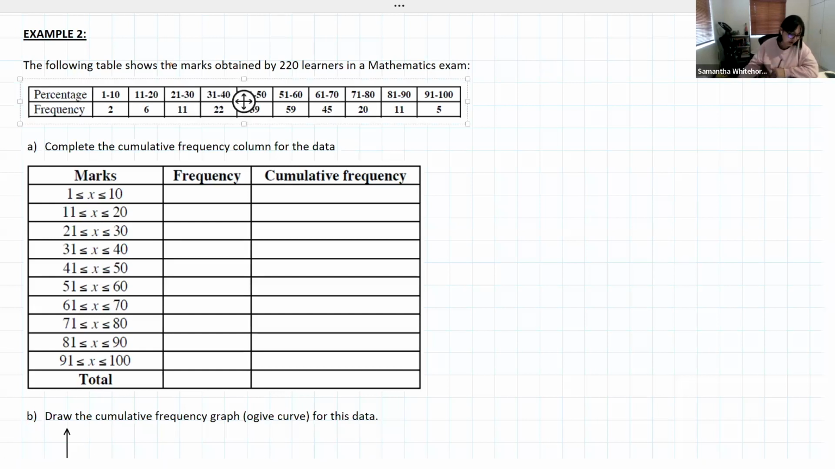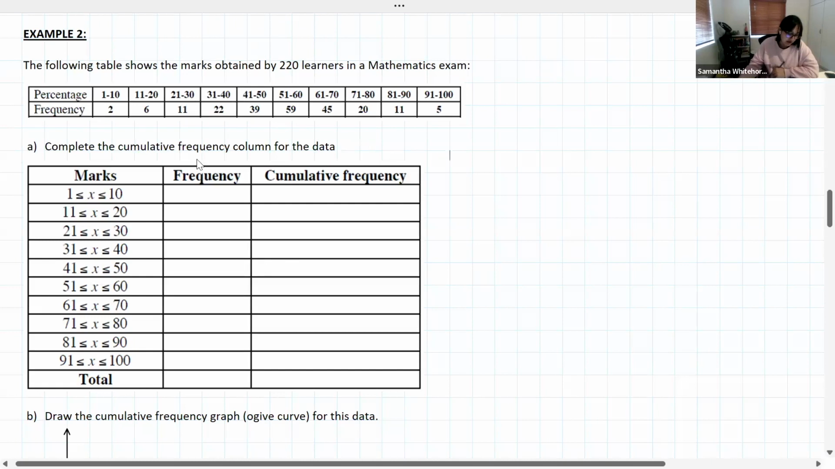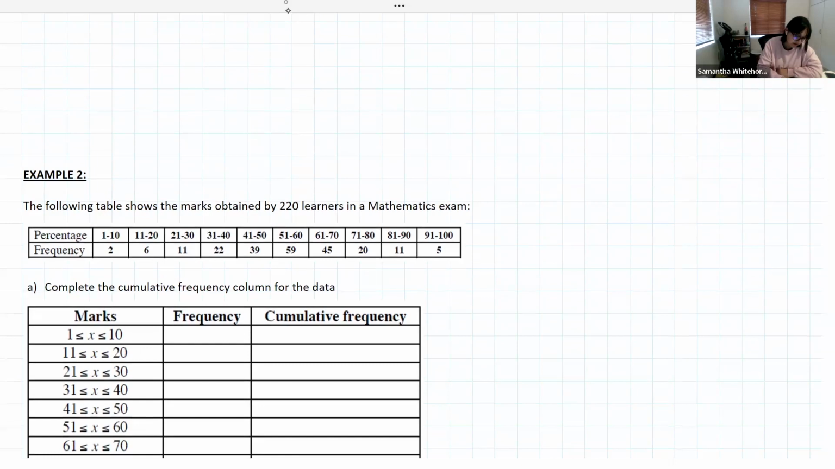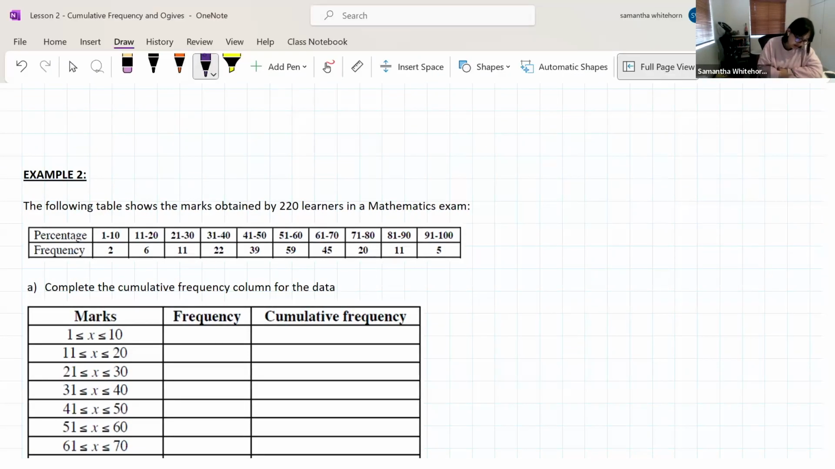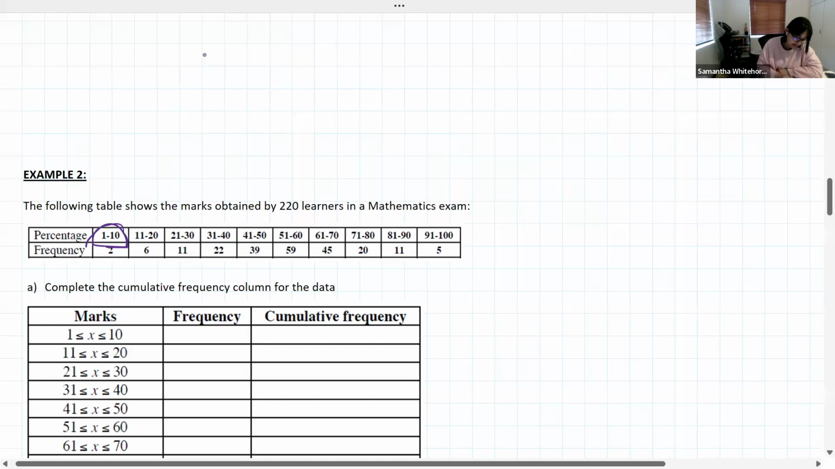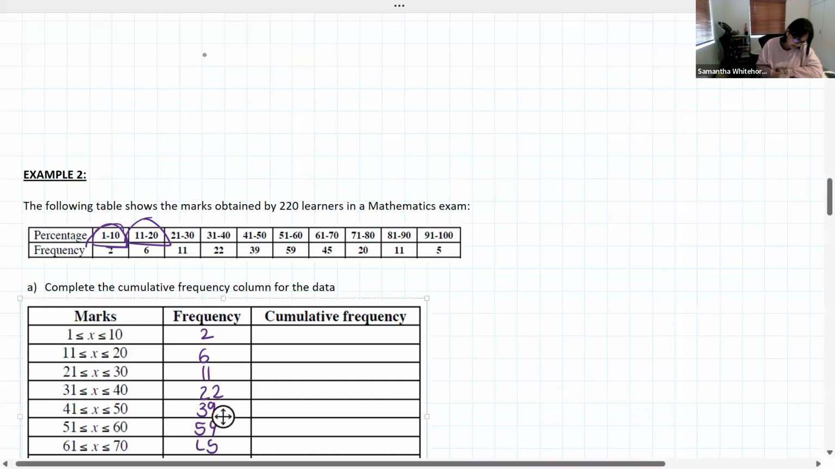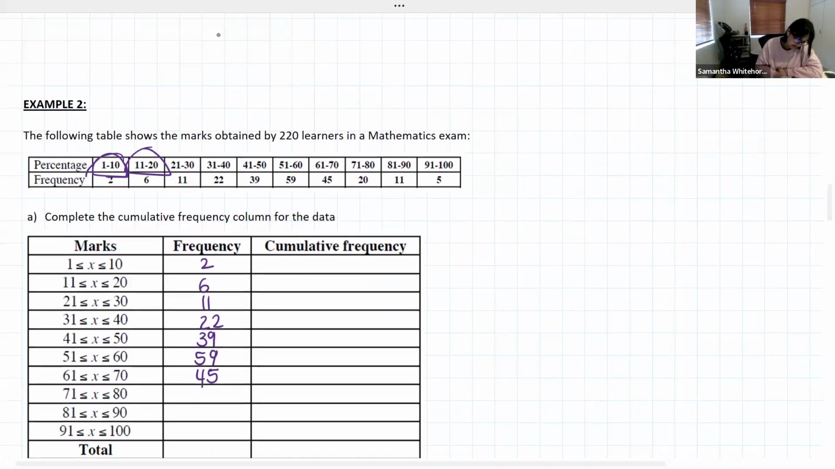Okay, so the first question is asking us to complete the cumulative frequency column for the data. Now, guys, we don't have the frequency, but it's very easy. We just go and fill in this information. So there are 2 people between 1 and 10. There are 6 people between 11 and 20, and so we can just fill in our frequency. Now, remember, we need our frequency because this is going to help us work out our cumulative frequency. 45, 20, 11, 5.